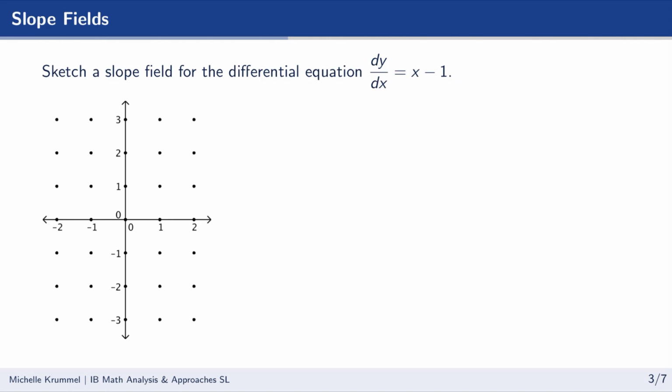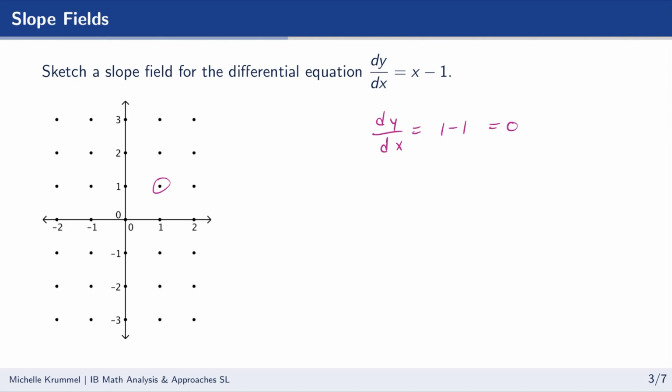And so what that means, let's say, for example, I'm going to check when x is equal to 1. Let's say I'm interested in this point right here, (1, 1). The x coordinate is 1. So the fact that y is 1 really is irrelevant because the slope is determined by the x coordinate in this differential equation. And so the x coordinate is 1, and when I substitute in 1, I get dy/dx equals 1 minus 1 equals 0.